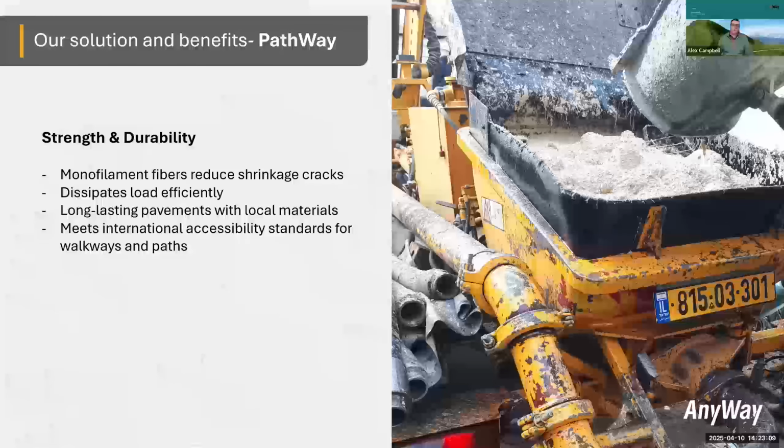So our solution and benefits, essentially Pathway. This is just a picture on the right of one of the trials that we were doing. We use a monofilament fiber, and we found that using a monofilament fiber in our mix design decreases the amount of shrinkage cracking. So it produces longer lasting pavements using local materials.